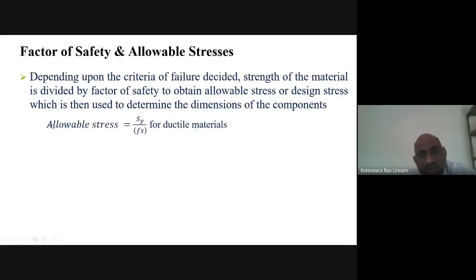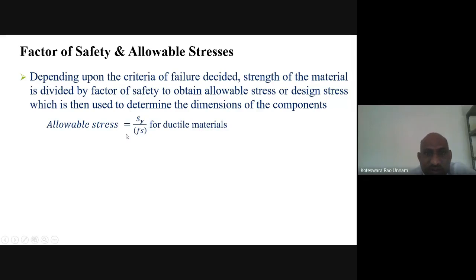So now the criteria for ductile material is yield strength. Since we are providing some factor of safety, that means we are reserving some strength out of this ultimate yield strength. We are providing some reserve strength, which means we are reducing the strength of the component. Actual strength is SY, the yield strength. But if I divide by the factor of safety, mind you, the minimum value for factor of safety is 1. Always it is 1 or more than 1.